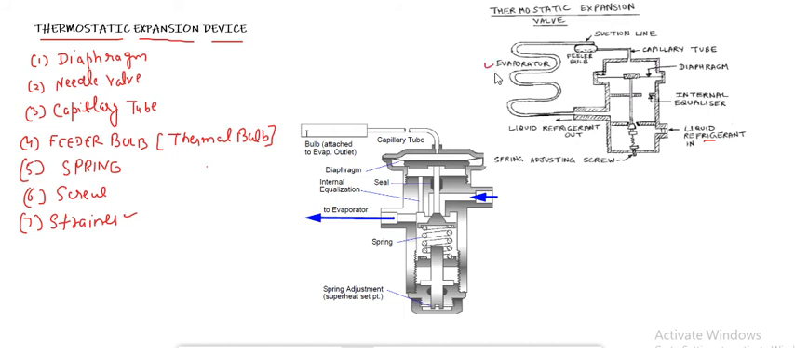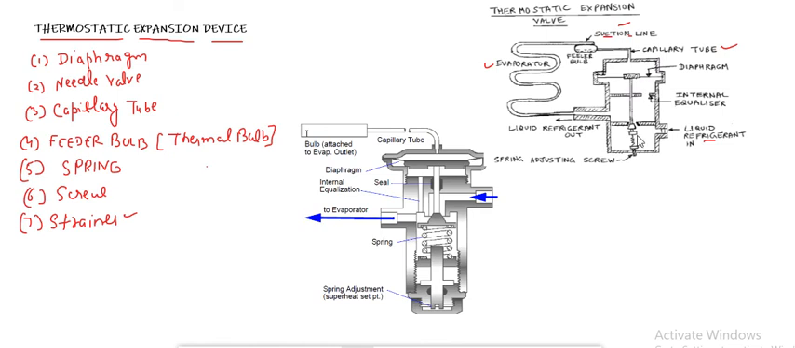Into the evaporator. Clear? And from the evaporator, after producing the desired cooling, it comes out at the suction line. The suction line basically is the suction line of the compressor. After passing through the evaporator, it will directly enter into the compressor. So at the end of the suction line, we have a feeder bulb, which is connected to the expansion valve with the help of a capillary tube.